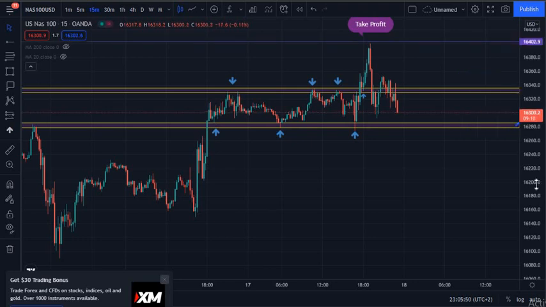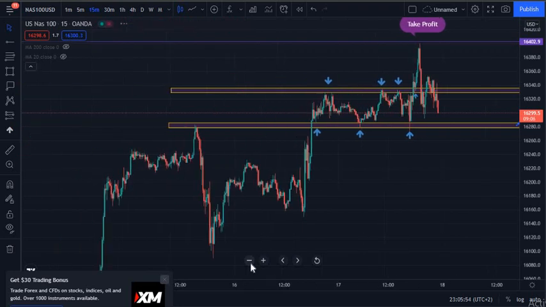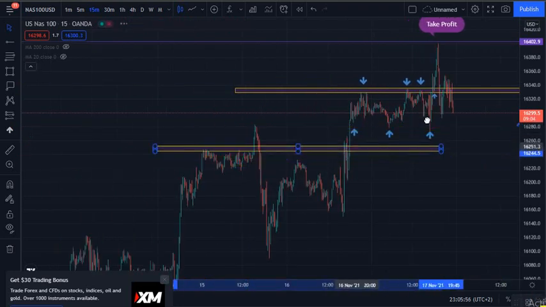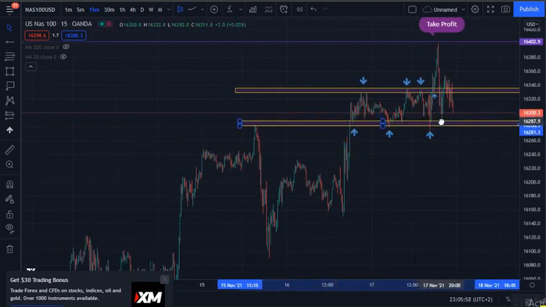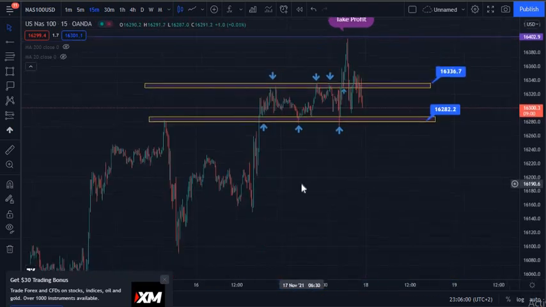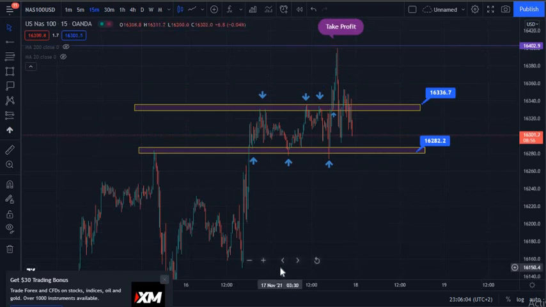So the next pair that we're going to go on to, and another trade that I executed today, is NAS 100. So as you can see here, we got NAS on the 15-minute time frame.